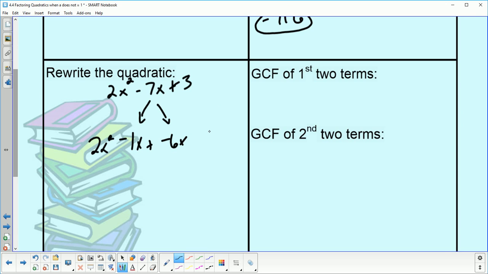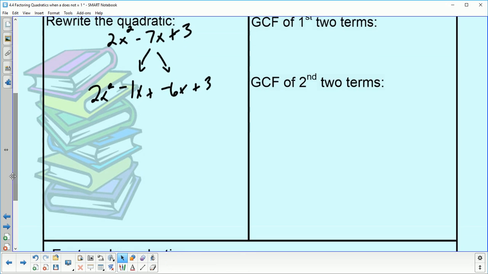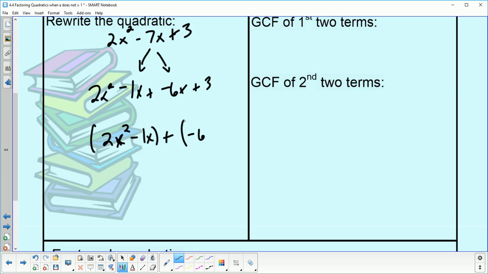So I'm going to rewrite my 2x squared in the beginning, and I'm going to write my plus 3 at the end. Then I'm going to rewrite those in groups. So I'm going to group my first 2 terms, 2x squared minus 1x, plus my second 2 terms, negative 6x plus 3. What I want to do here is factor the greatest common factor from those first 2 terms. You'll notice the only thing that we have in common in those first 2 terms is an x. And so if I factor out an x, I get an x and a 2x minus 1.